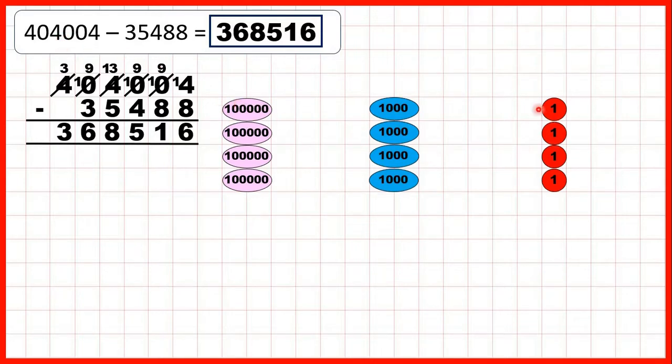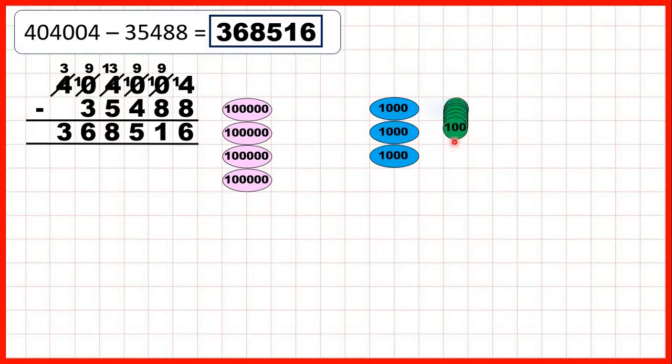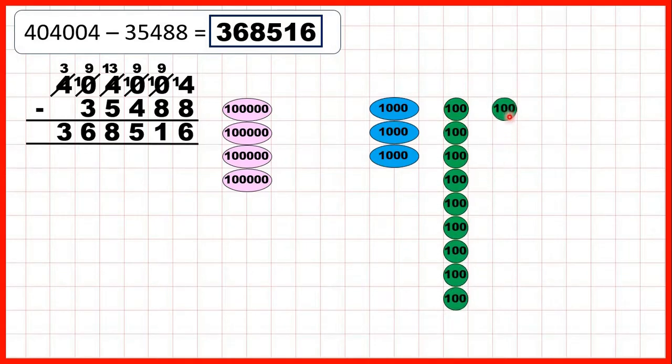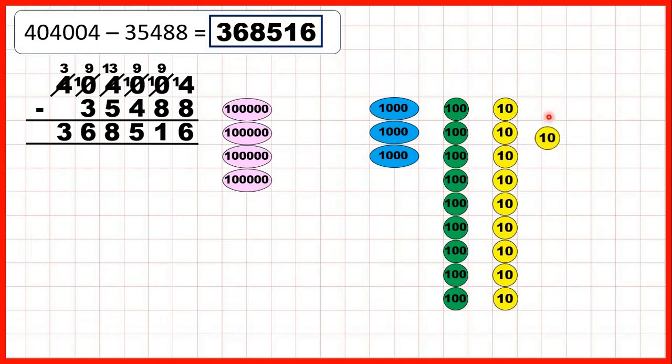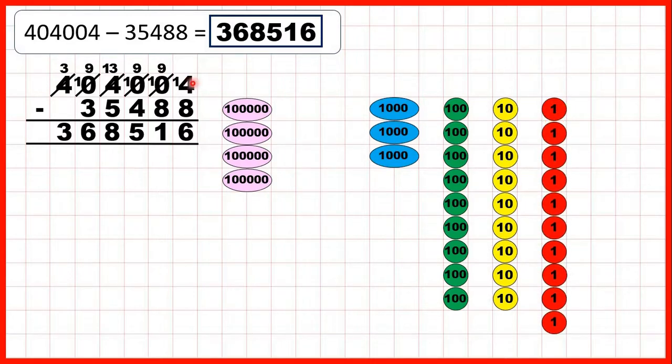Then we had 404,004, which we've shown here using place value counters. First, we needed to subtract 8 ones. To do that, we needed to exchange one of our thousands for 10 hundreds, then exchange one of our hundreds for 10 tens, and then exchange one of our tens for 10 ones. So we can subtract 1, 2, 3, 4 of our ones, then we can exchange, then exchange again, and then exchange again. So we've subtracted 4 ones, we need to subtract another 4, so we've subtracted 8 ones altogether, and that means that we have 6 ones in our answer.